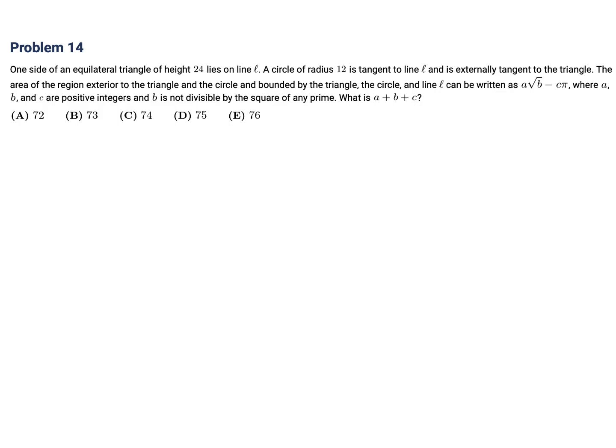One side of an equilateral triangle of height 24 lies on L. A circle of radius 12 is tangent to L and is externally tangent to the triangle. The area of the region exterior to the triangle and the circle is bounded by the triangle, the circle, and line L, and can be written as a square root b minus c pi, where a, b, and c are positive integers, and b is not divisible by the square of any prime. What is a plus b plus c?